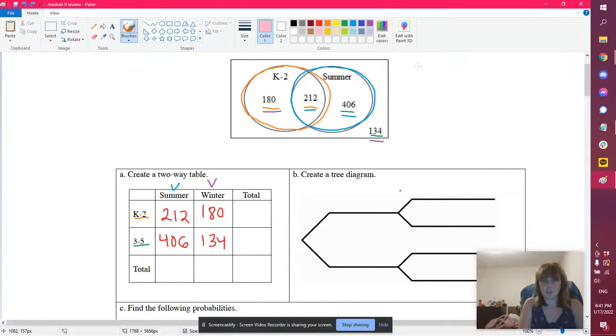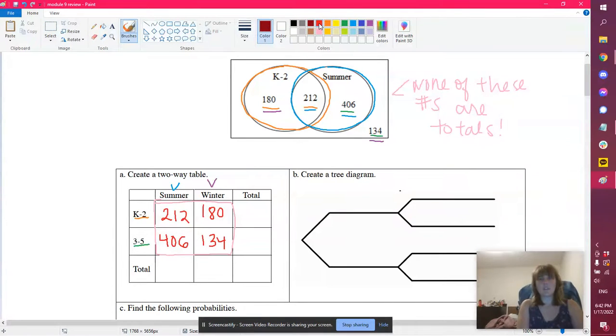Another thing to know is that none of these numbers are totals. All of the numbers in the Venn diagram are these specific broken down numbers. They go right here. And then we have to fill in the totals ourselves by doing some addition. So the 4 numbers you see in the Venn diagram go in these first 4 spaces in the two-way table. And then we create the totals by adding numbers together.